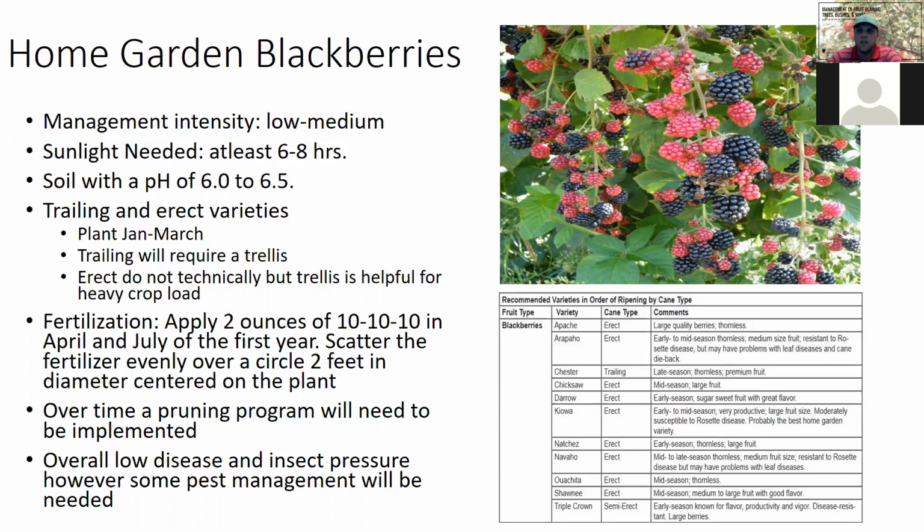However, in some instances some pest management will be required. They're kind of like blueberries: it's not an issue until there's an issue. So just keep that in mind. But overall, I would say it's a relatively easy and rewarding fruit plant to grow.